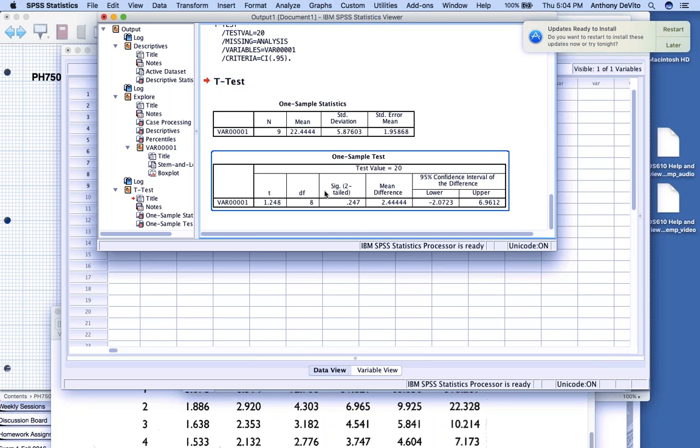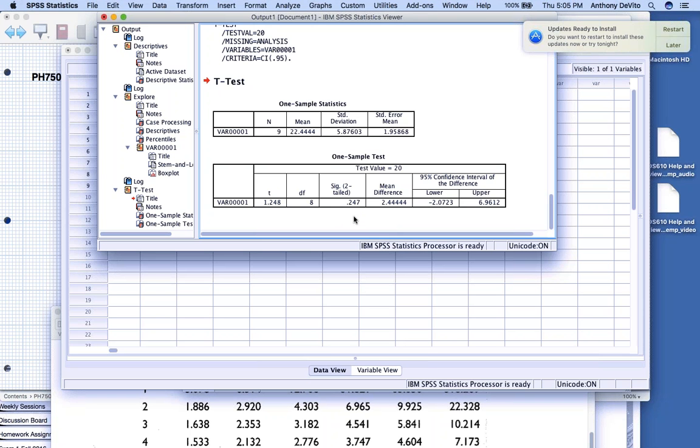This little thing over here called significance is also called a p-value in most textbooks. SPSS calls it significance two-tailed, right? That's a p-value. This is the probability of being wrong if you say that the two means are different. That's 24.